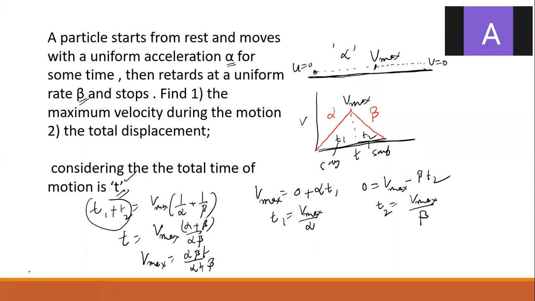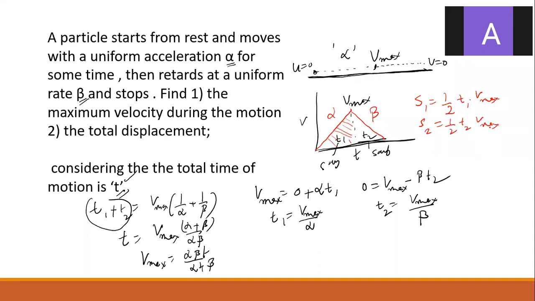Can you guess now how will I do for S? You got 4 equations, nothing else. Just from the graph, you can do it like this. For example, this is going to give you the area. Area is going to give you the displacement here, right? So S1 equals half into T1 into V max. Am I correct? Half base into height. S2 equals half T2 into V max.